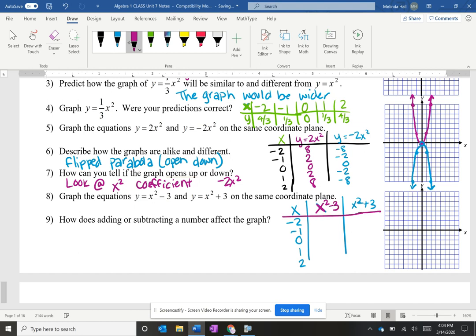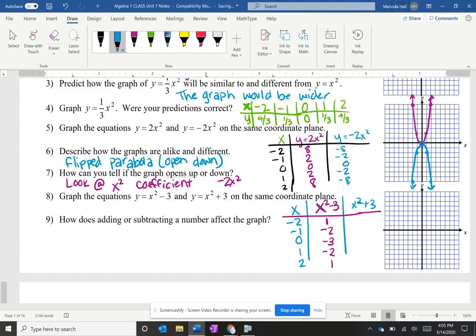Starting with x squared minus 3, when we plug in negative 2 squared, that would be positive 4, and positive 4 minus 3 is 1. When we plug in negative 1 squared is 1, minus 3 is negative 2. 0 squared would be 0, minus 3 is negative 3. At 1 squared is 1, minus 3 is negative 2. And at 2, that would be 2 squared, which is 4, minus 3, which is positive 1.